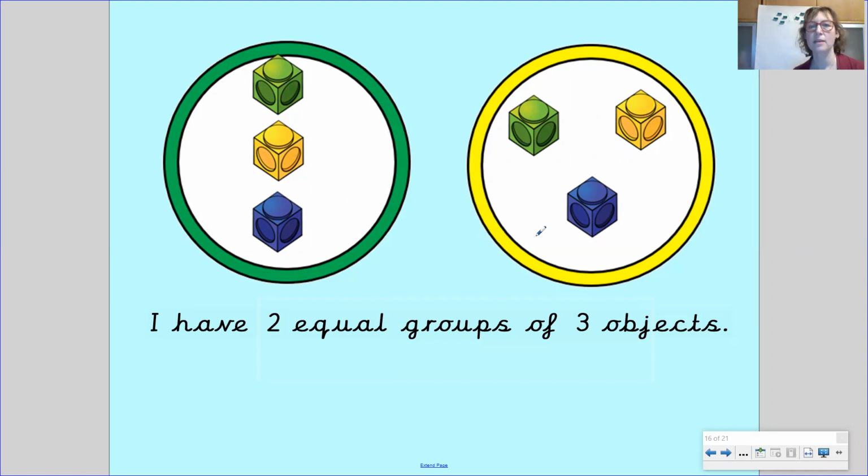Can you say that? Just read the sentence I have at the bottom. I have 2 equal groups of 3 objects. Your turn. I have 2 equal groups of 3 objects. Well done.